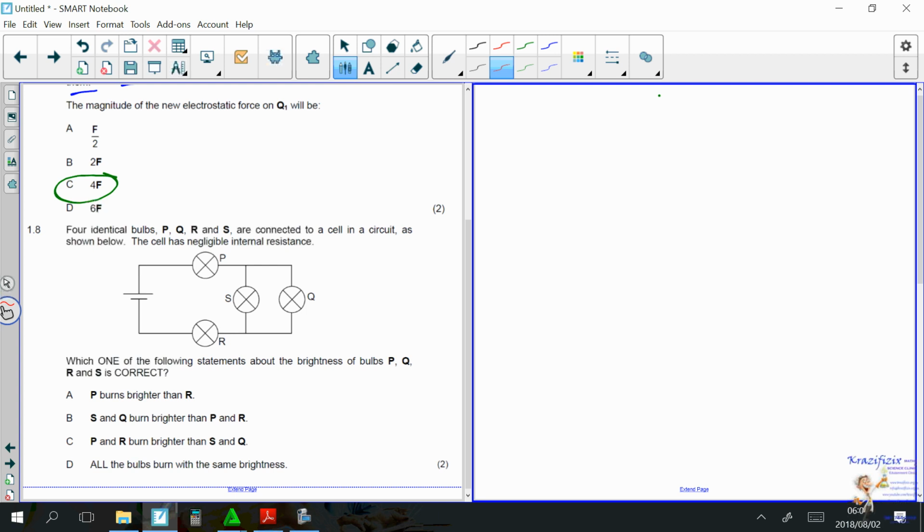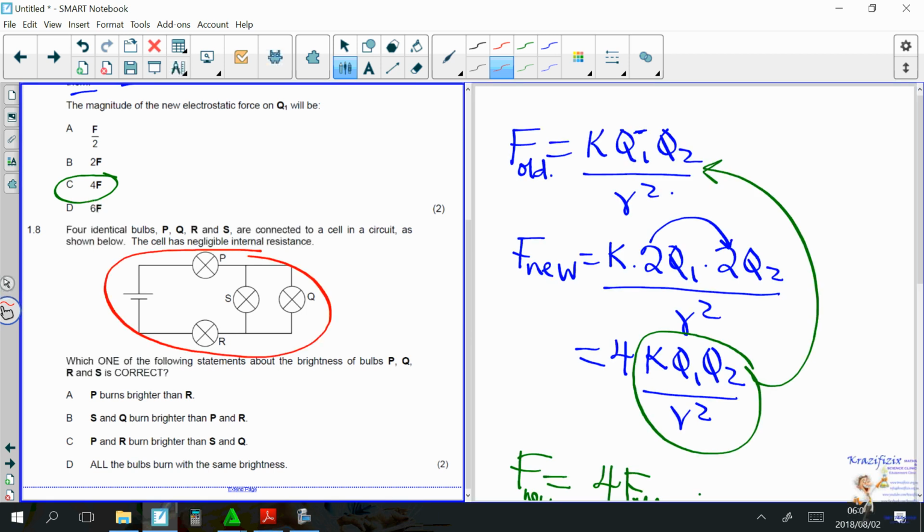4 identical bulbs, P, Q, R, and S, are connected to a cell in a circuit as shown below. The cell has negligible internal resistance. All right, so we have these 4 bulbs. What do we know quickly?